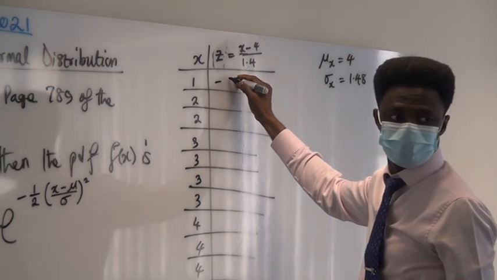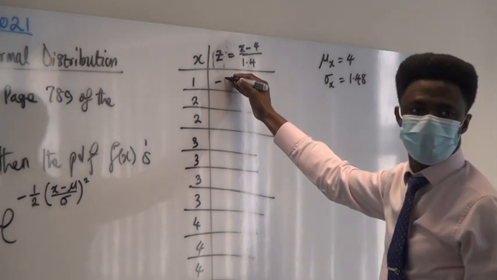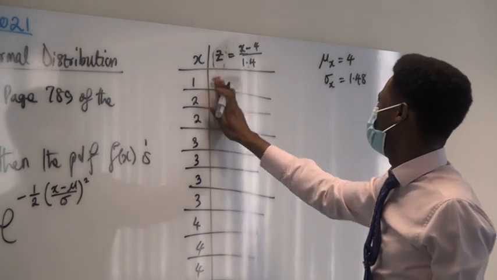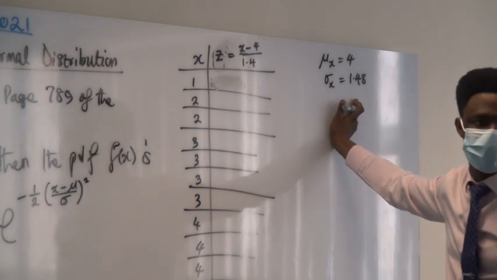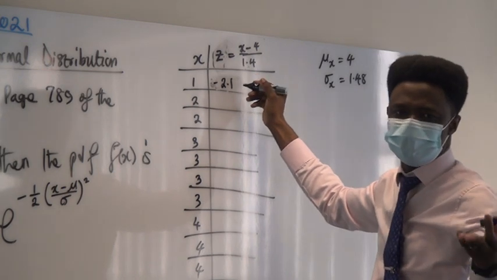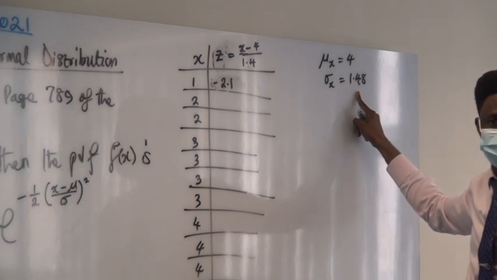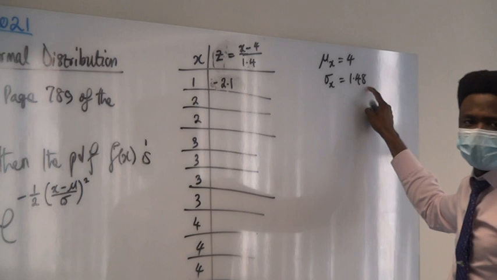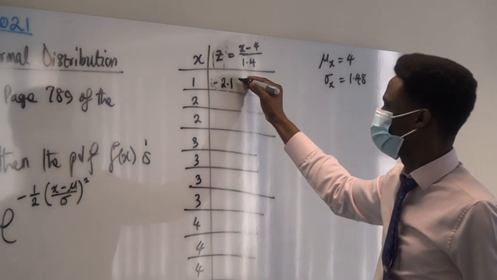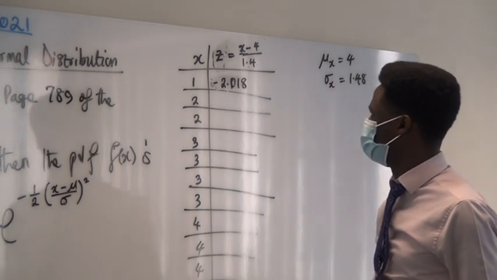Negative? You want a fraction? No, because this is an approximation anyway. Wait, it's 1.4. Negative 2.1. Come on, just substitute. So let's use 4 decimal places, okay? You can't? Never mind. Just use 1.48 something. So tell me the first one, to 2 or 3 decimal places is fine. Negative 2.018. Okay, so for 2, what will it be?